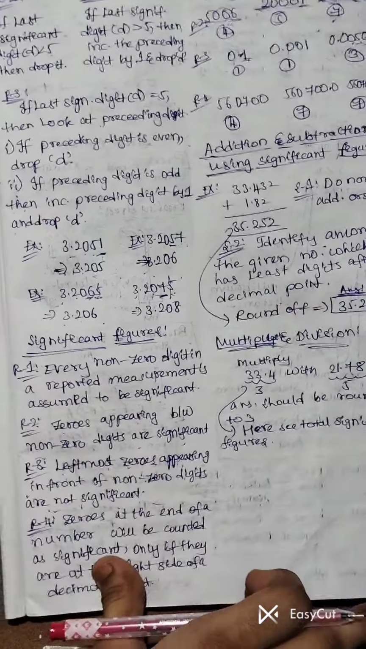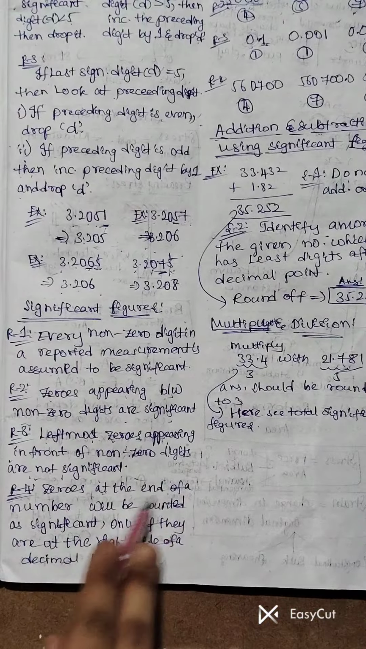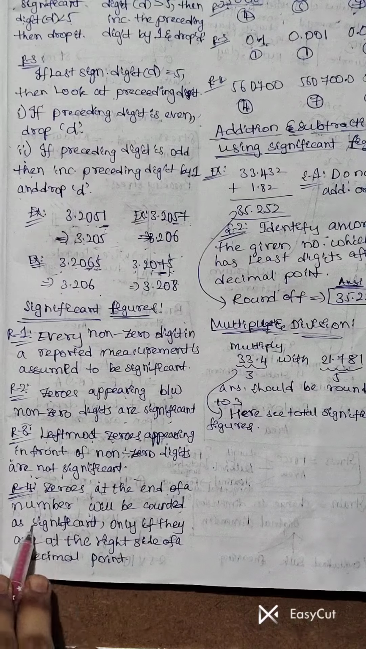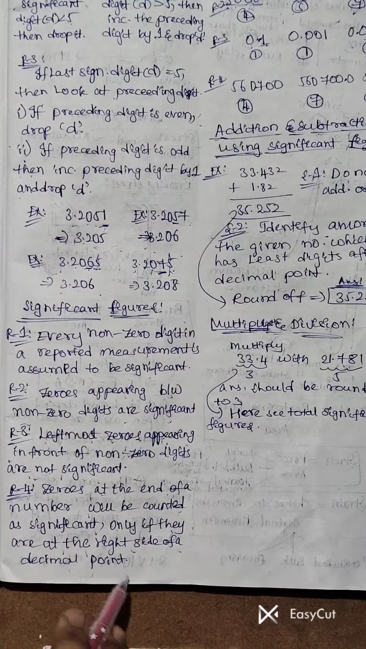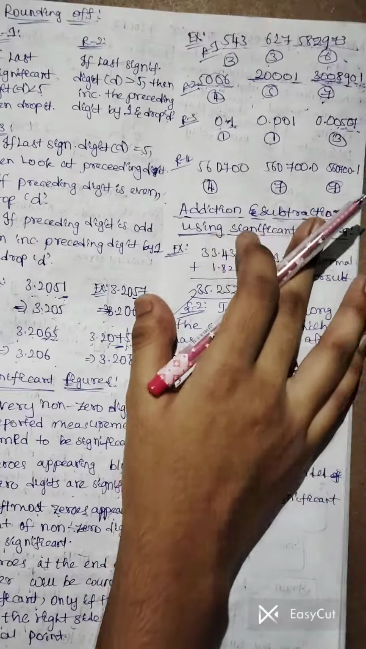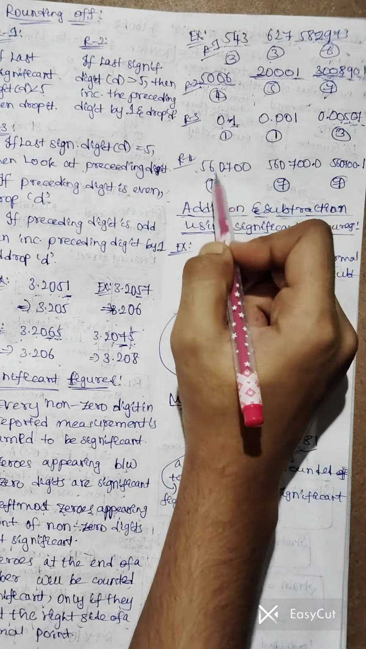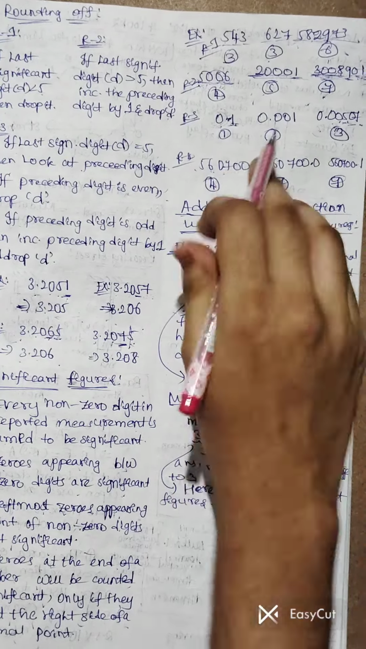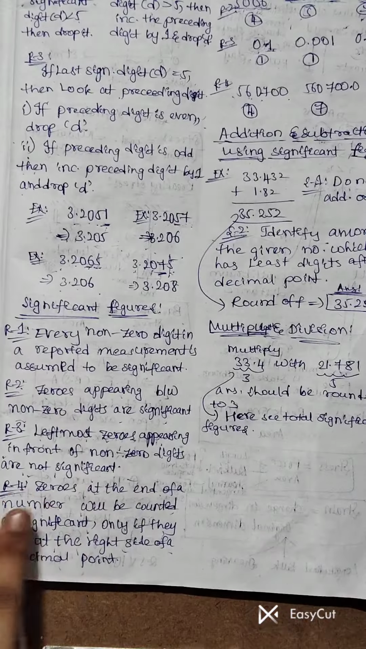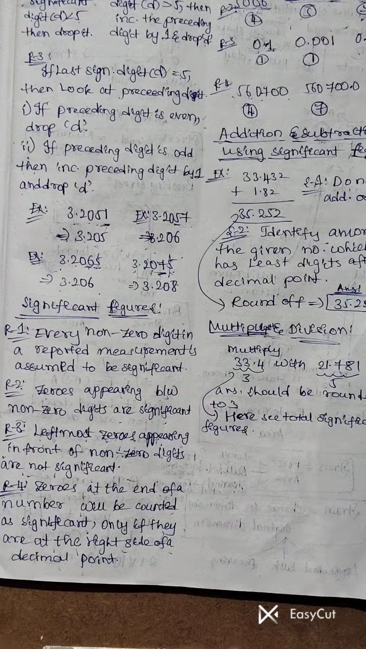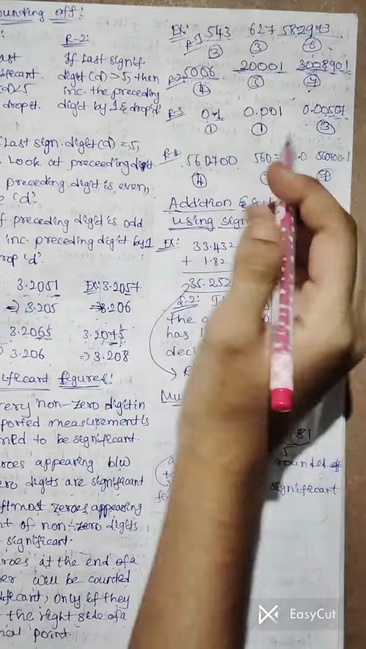And coming to rule number 4: zeros at the end of a number will be counted as significant if and only if they are at the right side of a decimal point. That is, if you take 560700, here you should not consider these two zeros, as this rule says that zeros at the end of a number will be counted as significant if and only if they are at the right side of a decimal point.